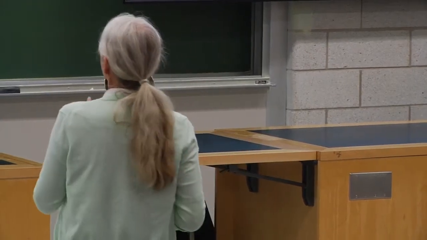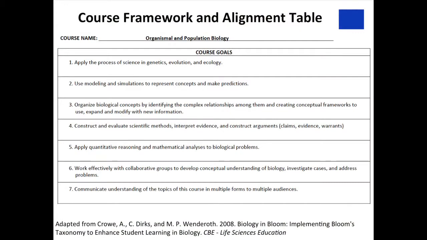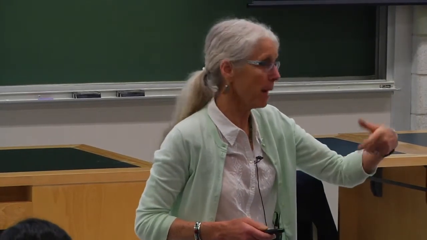You're loving it, okay. All right, so now this is my course framework table. So we teach organismal and population biology, which is BS 160 something. And there's one of the course goals. Let's take a look. I just highlighted it, and if you can't read it, it says, use modeling and simulations to represent concepts and make predictions. Modeling and simulations, so we've got the concepts in there. And as a biologist, as a scientist and as a social scientist, Melanie's a social scientist, you're always making predictions because you do that in your field, right?